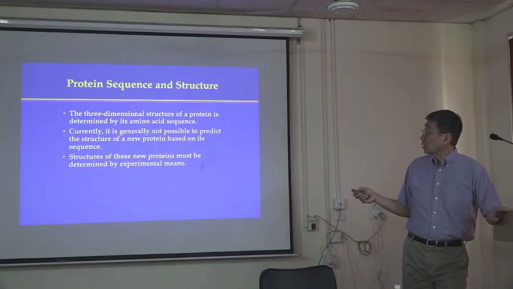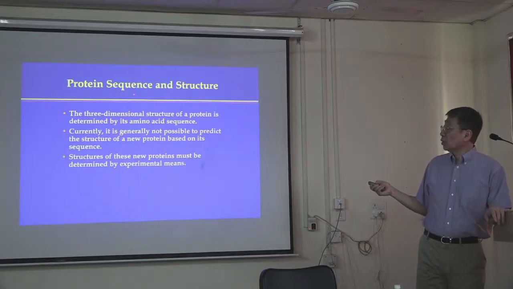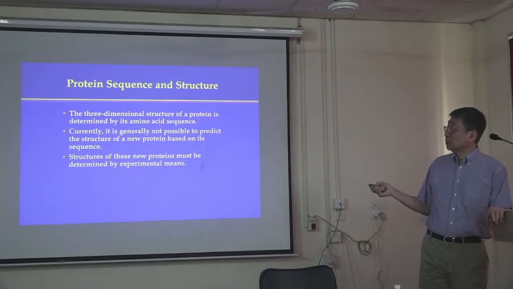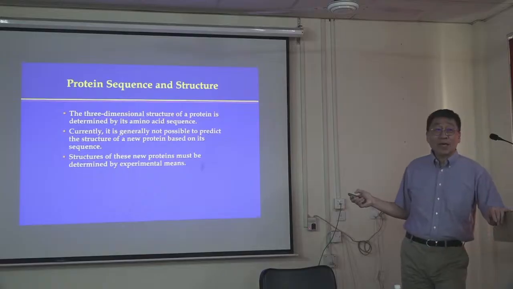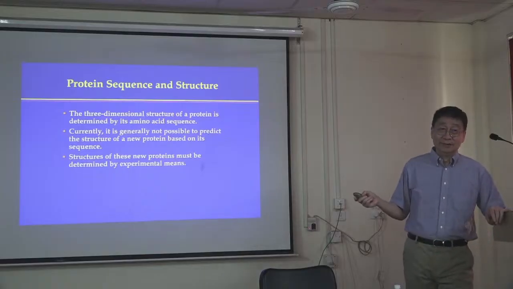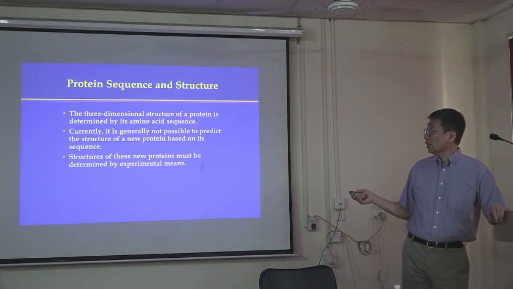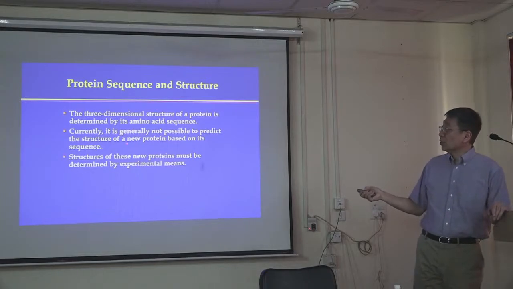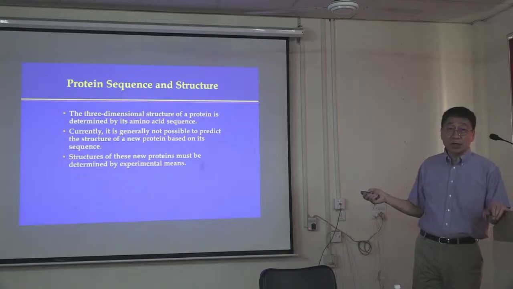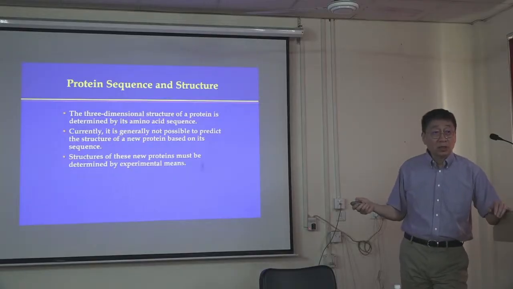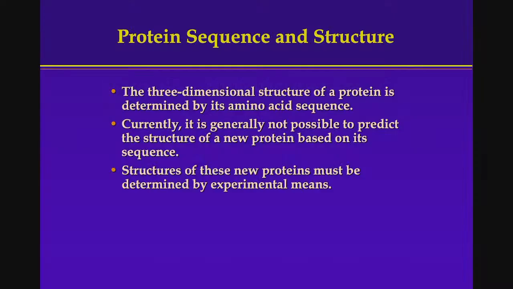Okay? So the basic idea here is that the structure of a protein is determined by the sequence. This is the slide I made back in 1999. At that time, and actually for many years after that, it was not possible to predict the structure of a protein based on a sequence. Therefore, you have to determine the structure using experimental means, crystallography or cryo-EM.